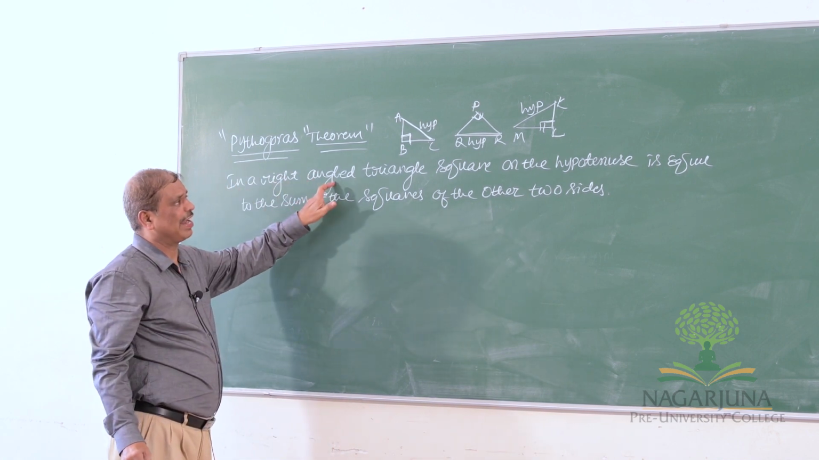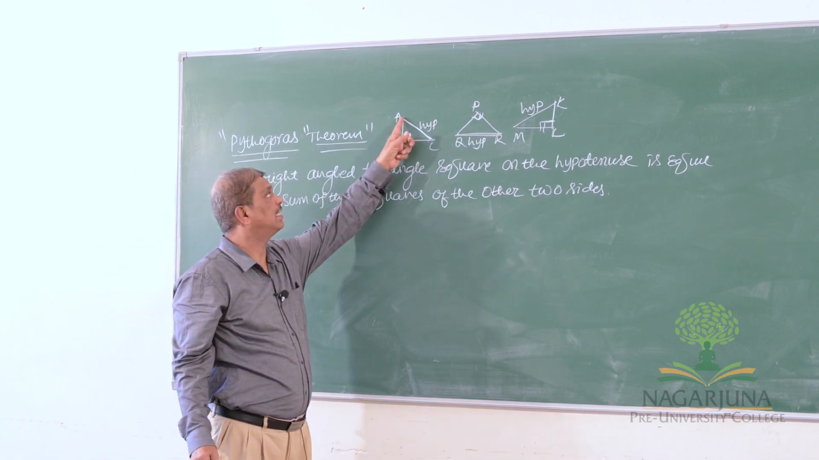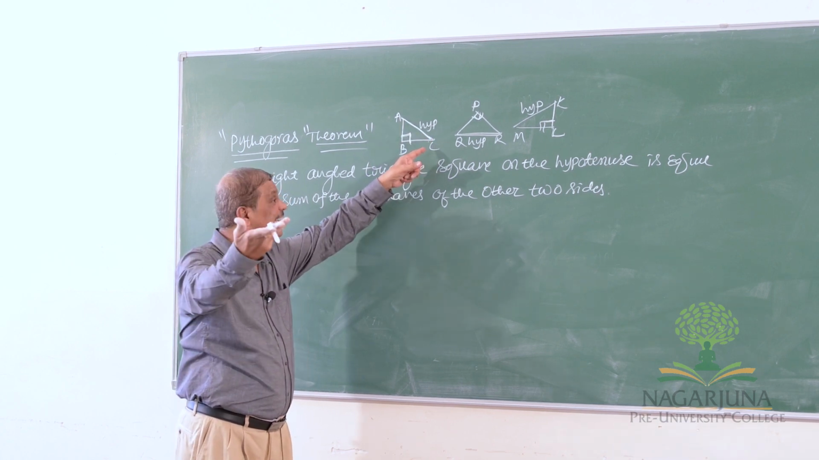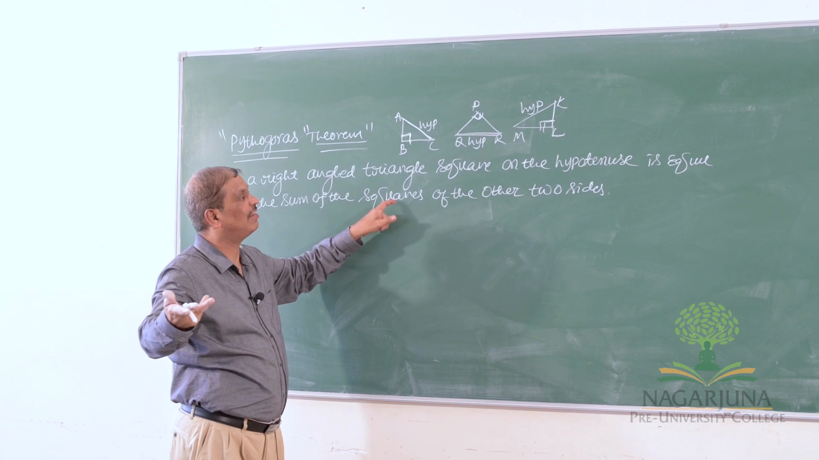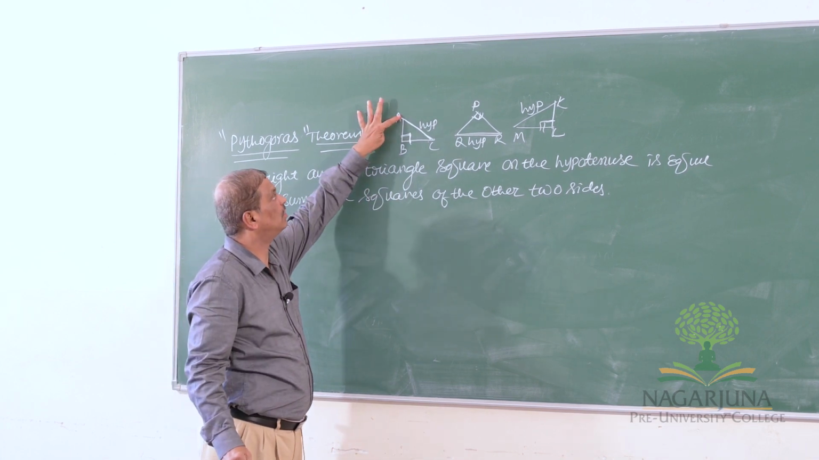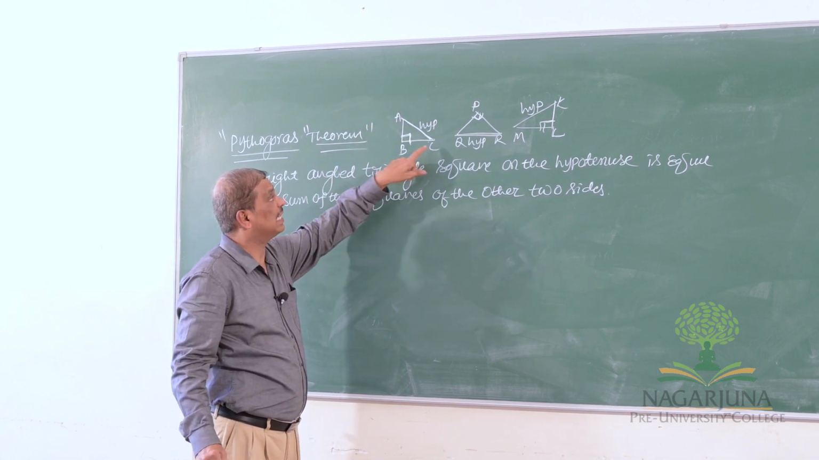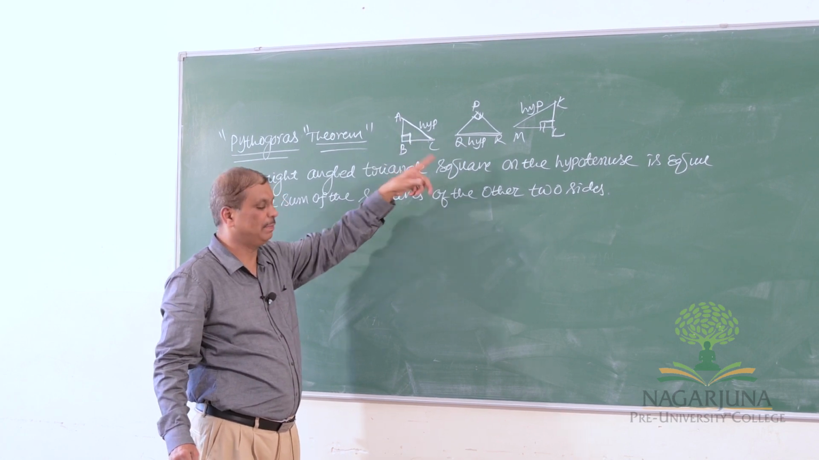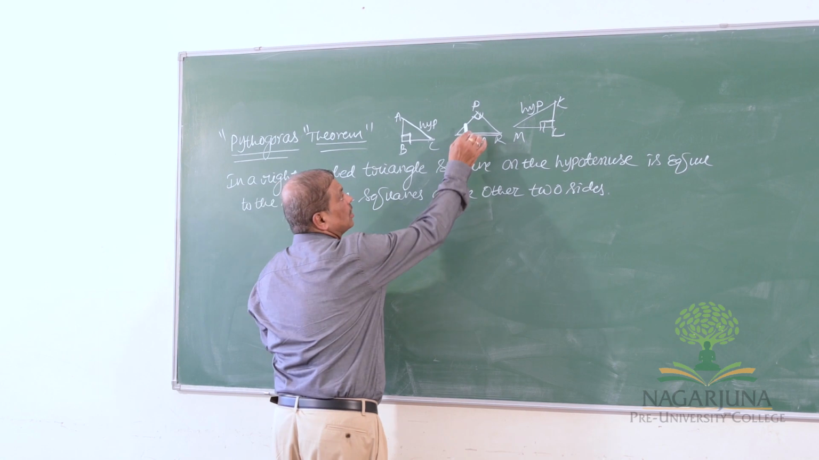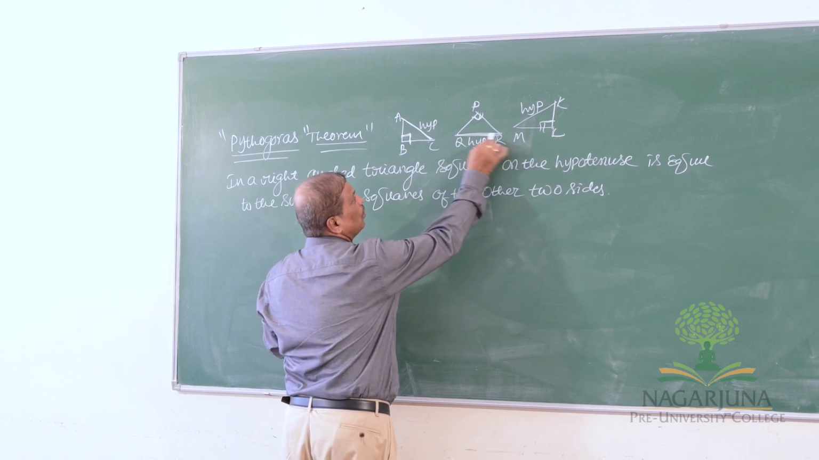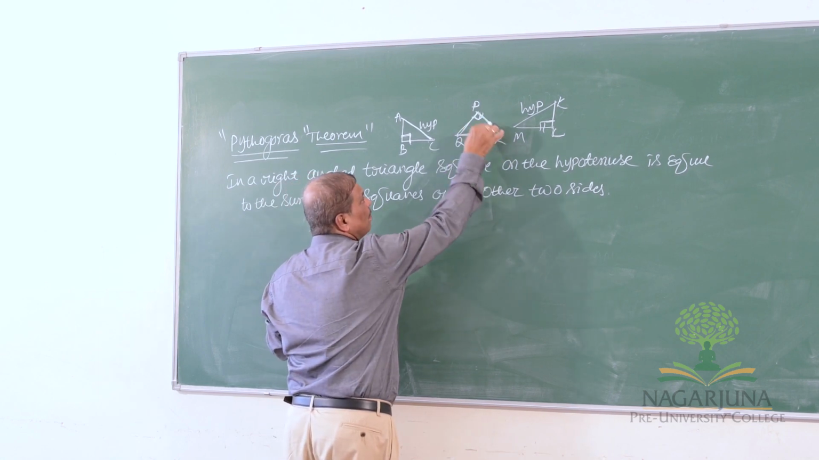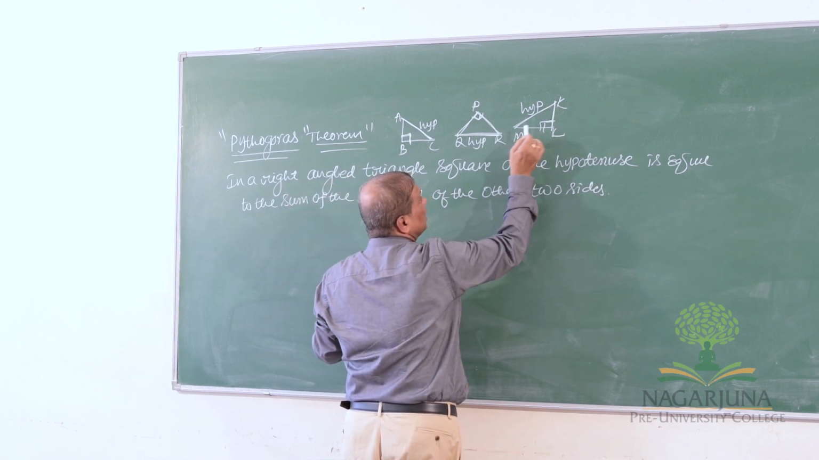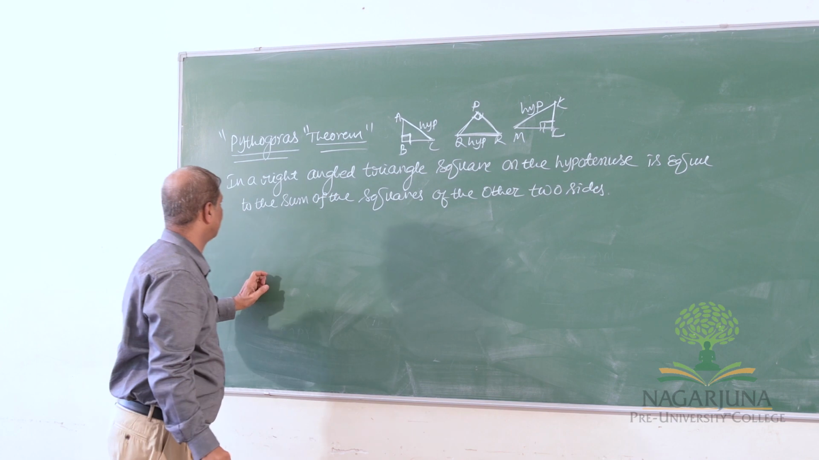In a right angle triangle, the square of the hypotenuse. See here, hypotenuse is AC, whose square is AC squared, is equal to the sum of the squares of the other two sides. Other two sides, one is AB squared, another is BC squared. So AC squared is equal to AB squared plus BC squared. Next, QR is hypotenuse. QR square is equal to PQ square plus PR squared. Similarly, KM square is equal to KL squared plus ML square.